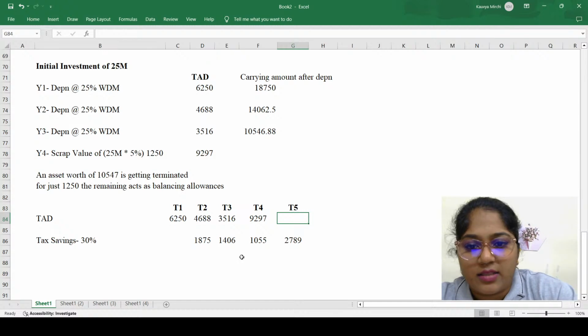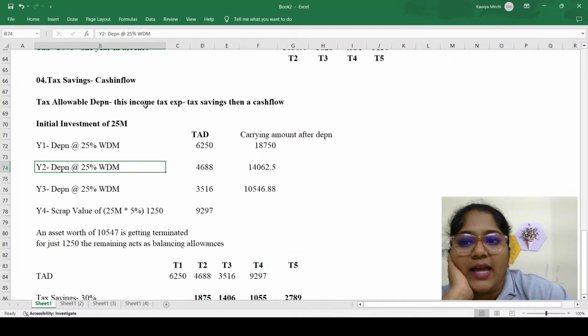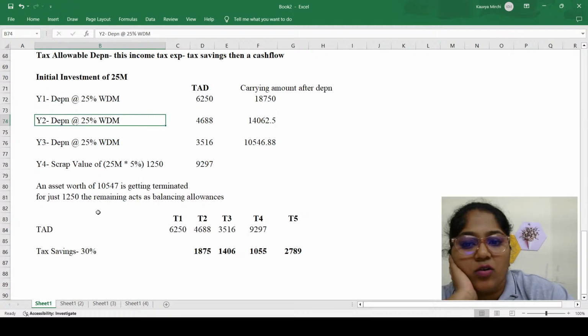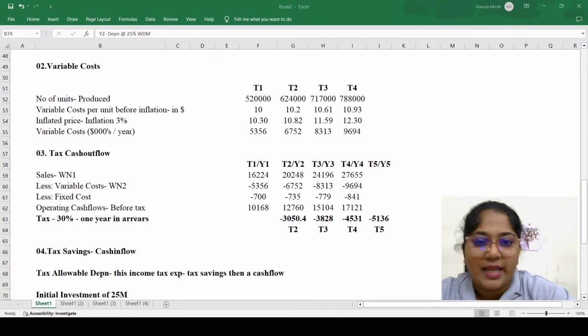T5. This is my tax savings cash outflow. See, this is how I find out the allowable tax savings. We found out, people. Yeah, very simple. Now what we can do, we can go ahead and calculate NPV.